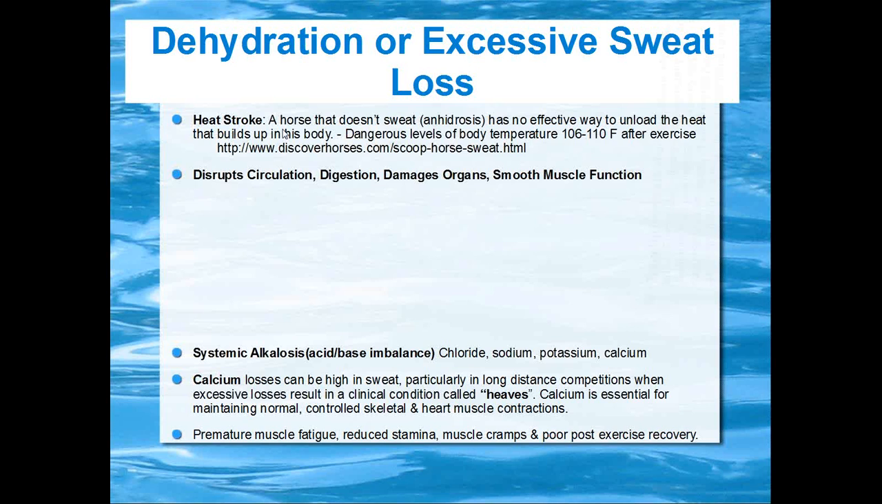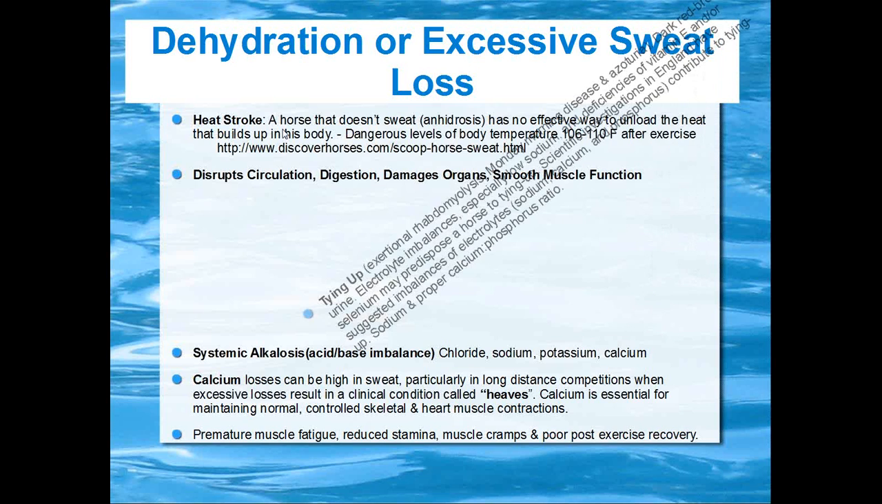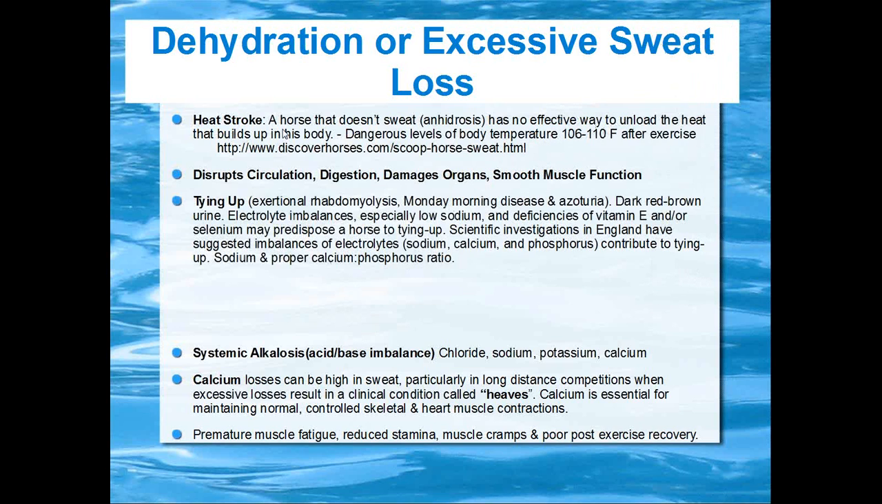So some of the things that you will hear maybe after an endurance ride, which is where my history is from, is if we have a horse that ties up. And another term for that is azoturia, which is what I'm familiar with. You will see dark red brown urine. This is caused by electrolyte imbalances, especially low sodium. Not necessarily low sodium chloride, not low salt, but low sodium. And a precursor is possible deficiencies of vitamin E and selenium, which is very important for muscle function as well.